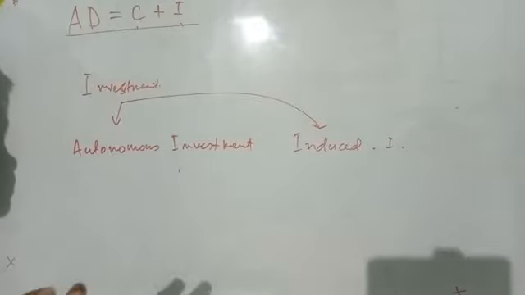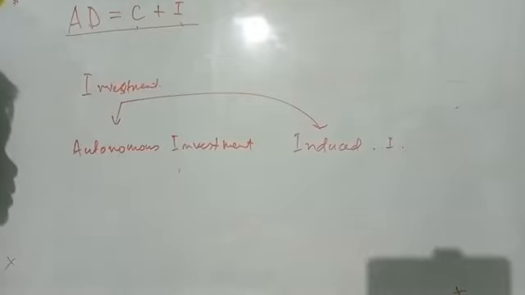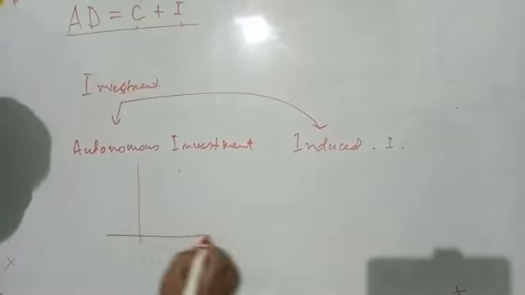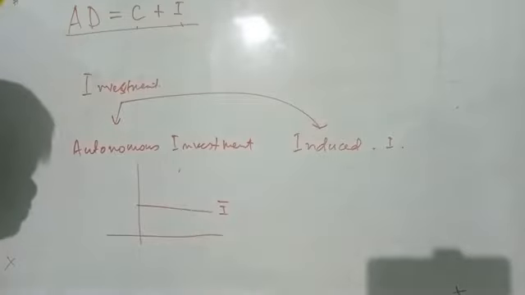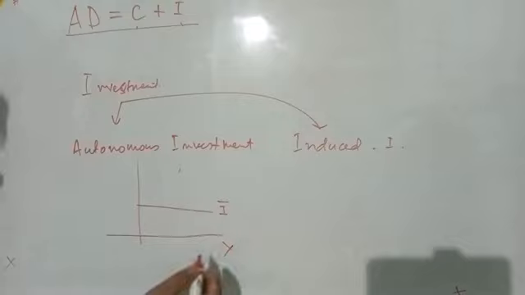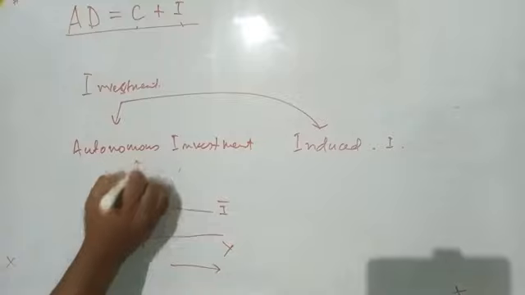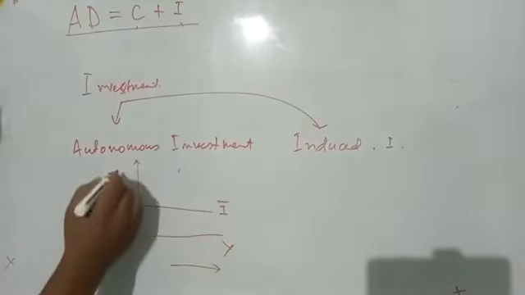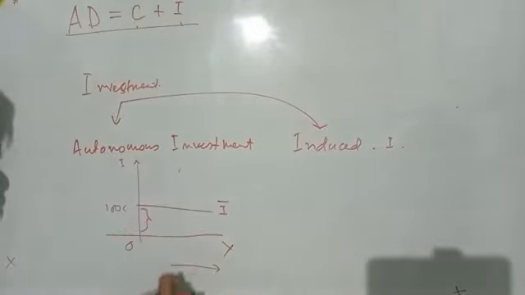For example, any firm does an initial autonomous investment. That means investment, I will write it as I bar, because even if the firm may expect the income to rise, this amount of investment, let's say 1,000 crore or 100 crore, the investment level will remain the same irrespective of the change in income.